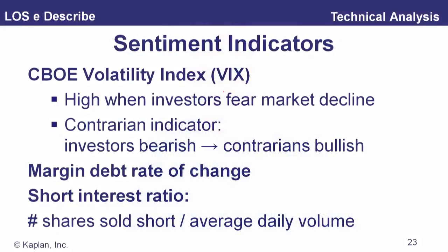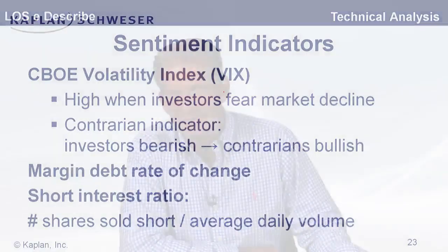The VIX, high when investors fear the market. Okay. It's a contrarian indicator. When investors are bearish, contrarians are bullish, because the VIX is not forward-looking, it's backward-looking in terms of the volatility that we have seen. So that's what we're saying here is a contrarian indicator, because if it indicates that investors are fearful, then contrarians would say that's a good time to buy.